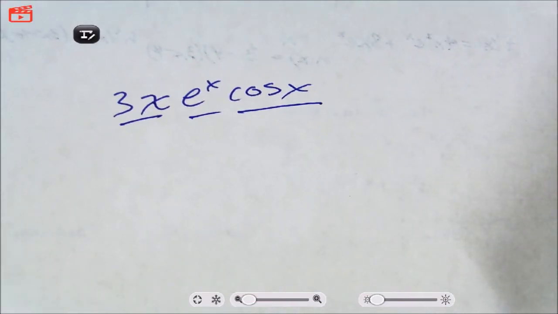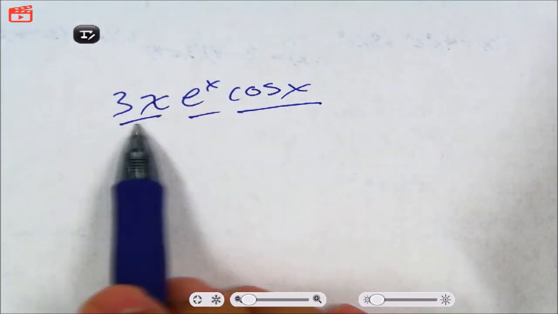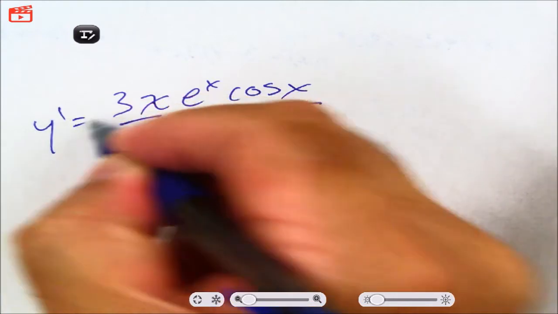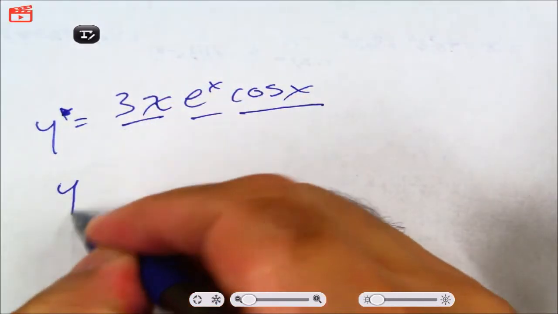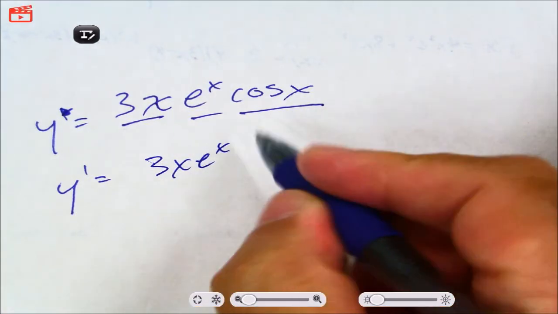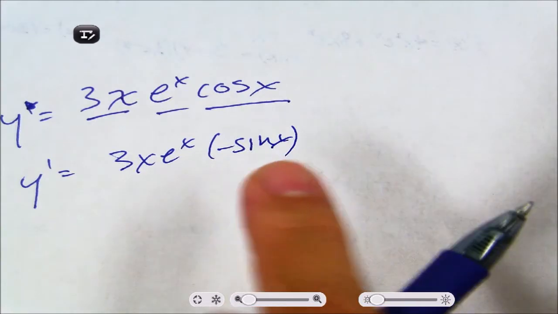What you're going to do is take the derivative of them separately and keep the other two constant while you're at it. So let's keep the 3x and e to the x constant. So this is the y, just the y, not y prime. So y prime is going to be 3x e to the x, and the derivative of cosine is negative sine. So I only took the derivative of cosine.